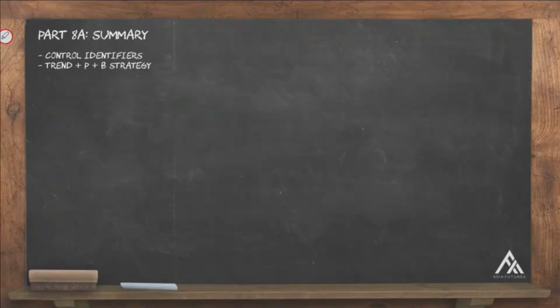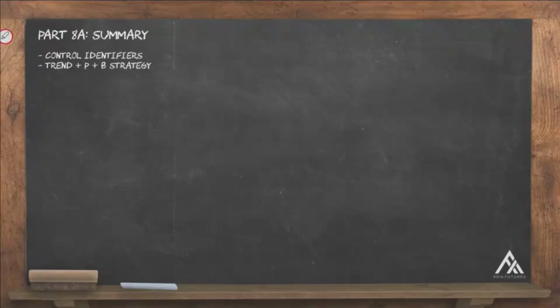Welcome back, guys, to part 8 of the Blackboard Learning series. So where we got going in part 8 was we started again with the control variables and understanding what some of the early identifiers are where there is control being exhibited by either the buyers or the sellers. And we made mention back in part 7 about the stronger control variables and then the weaker control variables.